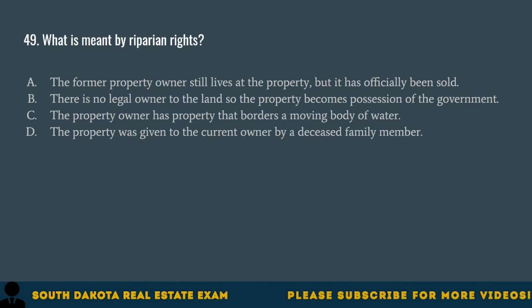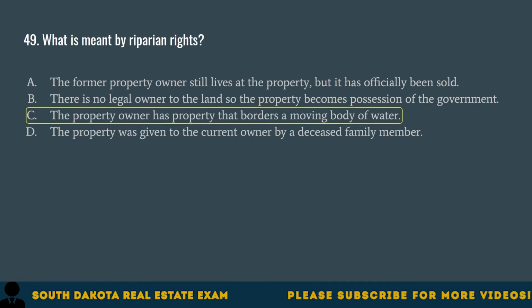Question 49. What is meant by riparian rights? A. The former property owner still lives at the property, but it has officially been sold. B. There is no legal owner to the land, so the property becomes possession of the government. C. The property owner has property that borders a moving body of water. D. The property was given to the current owner by a deceased family member. The correct answer is C.